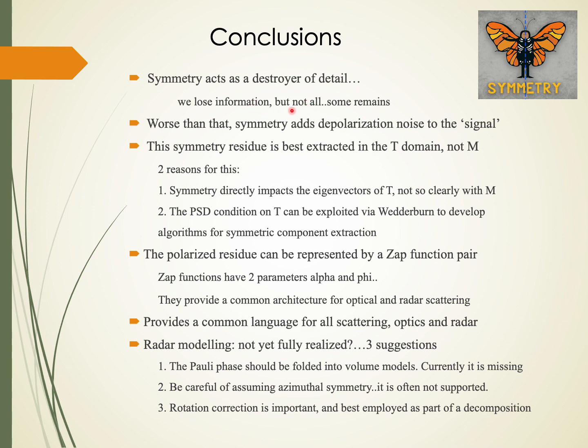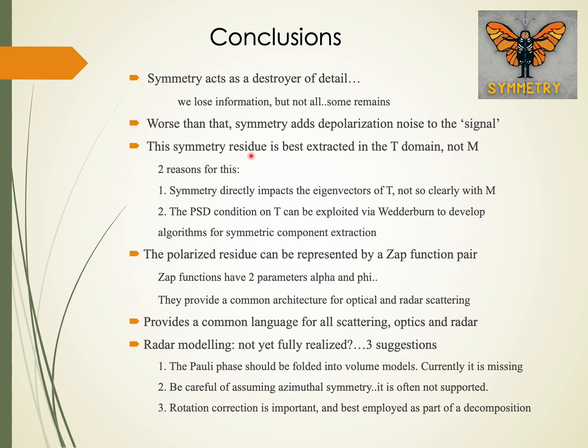We lose information, but as we've seen, and as Chandrasekhar first pointed out, not all information gets wiped out. We have some that remains, and that remaining information we have seen often comes out as a zap function plus a depolarizing noise. Now, worse than that, symmetry does add depolarization noise. We've seen that. These variance parameters that come out are not really to do with physical parameters, but with our uncertainty about parameters in the signal.